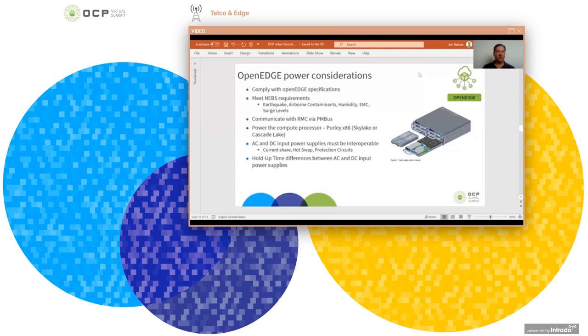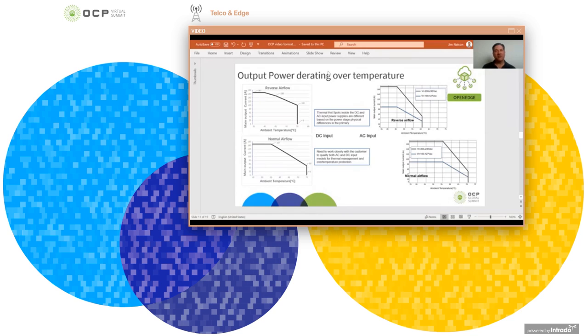A couple of little things though, for example, and we'll get into more details later, if you look at the holdup time, meaning the amount of time the system can stay up after loss of DC or AC input, there are slight differences between the two types of power supplies, and we'll show how that can be accommodated. One other consideration for the power supplies is how does the power supply operate over temperature?